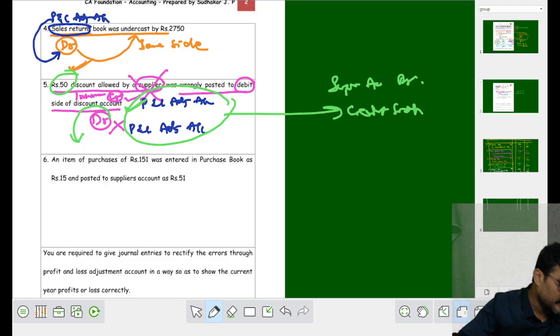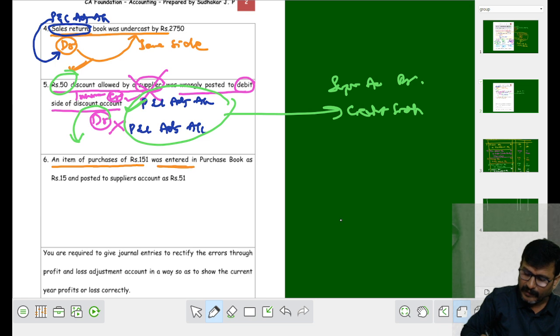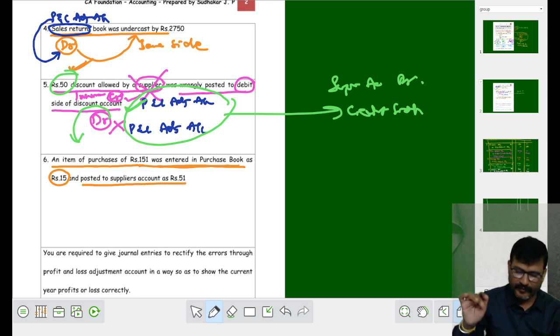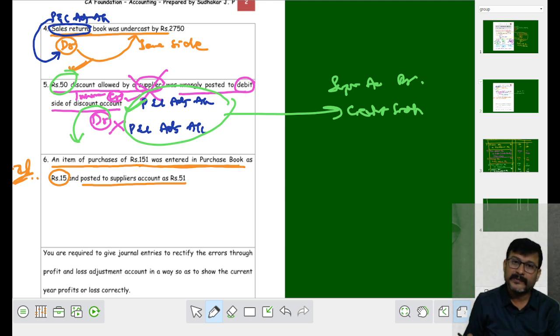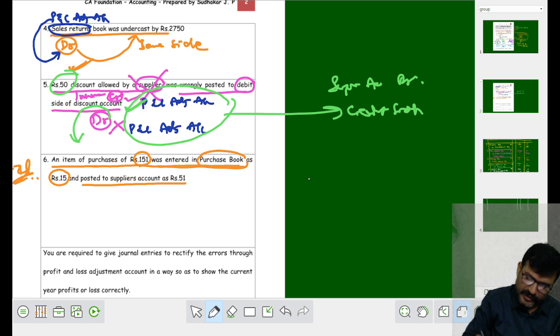See the next concept, my dear students, what happened? An item of purchases, 151, was entered in the purchase book as 15 rupees. You have purchased for 151, entered in the purchase book as 15, posted to the supplier's account as 51. A very important transaction. See what happened. The wrong thing happened both in the purchase book as well as in the supplier account. An item purchased for 151 was entered in the purchase book as 15.